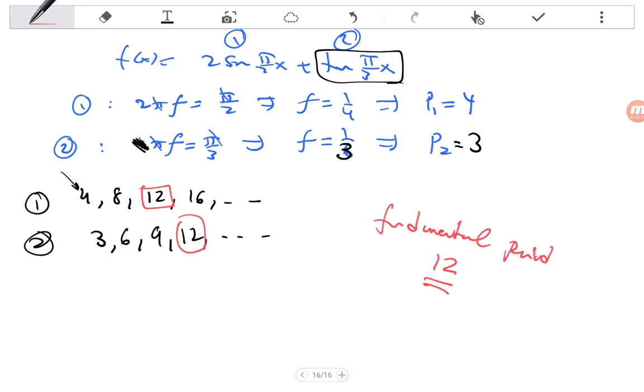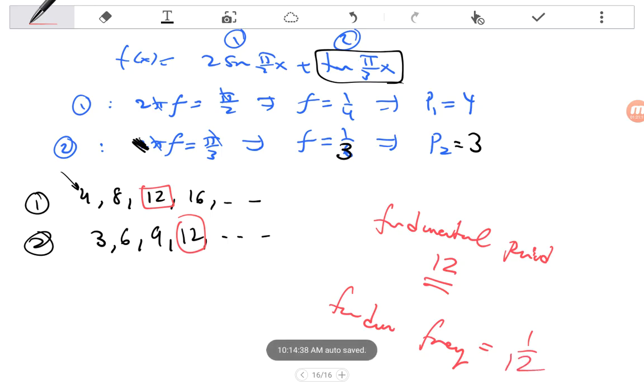I may ask for the fundamental frequency. What will be the fundamental frequency in this case? It will just be the reciprocal of the fundamental period, which is 1 over 12. Okay? So that's how we find the fundamental period of some given function.